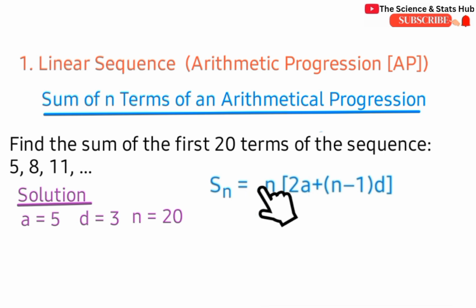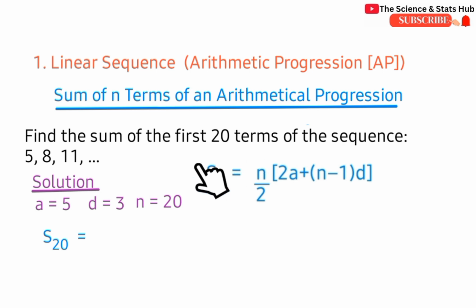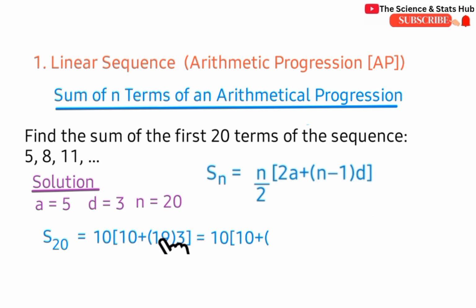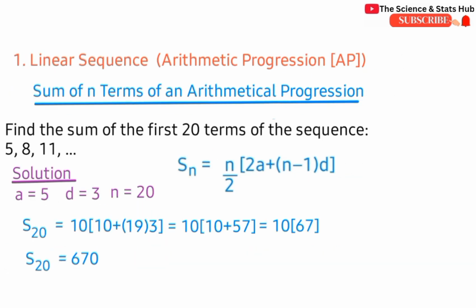We use this formula in finding the sum of the n terms of an arithmetic progression. Sn, that is the 20 terms, equals n, 20, divided by 2, which is 10, multiplied by 2 times the A value, which is 5, so 2 multiplied by 5, 10, plus n minus 1, 19, multiplied by D, 19 multiplied by 3, which is 57. So 10 plus 57 is 67. 10 multiplied by 67 gives 670. Therefore, the sum of the first 20 terms is 670.